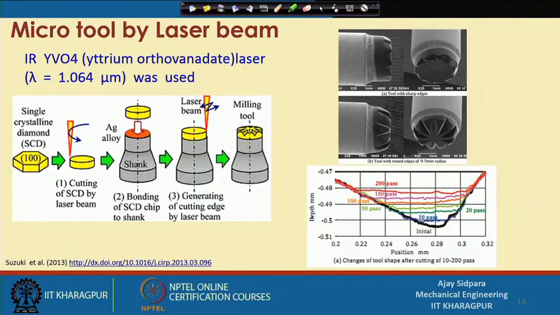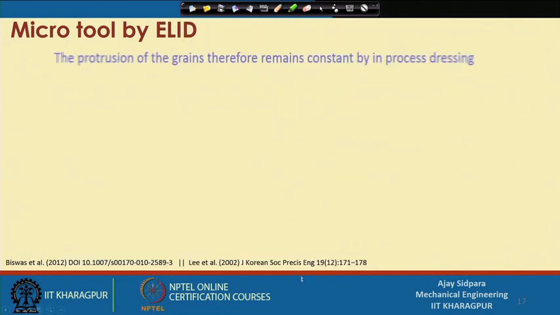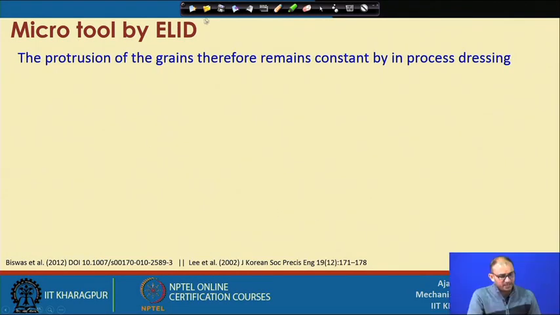Good morning again everybody, and let us continue our discussion of fabrication of micro cutting tools. In the last class we have seen different processes like the laser beam process, electric discharge machining process and focused ion beam process, by which we can fabricate different geometries of the cutting tool with different diameters. Let us continue this discussion, and there is still one more process left, that is called ELID, the electrolytic in process dressing process.